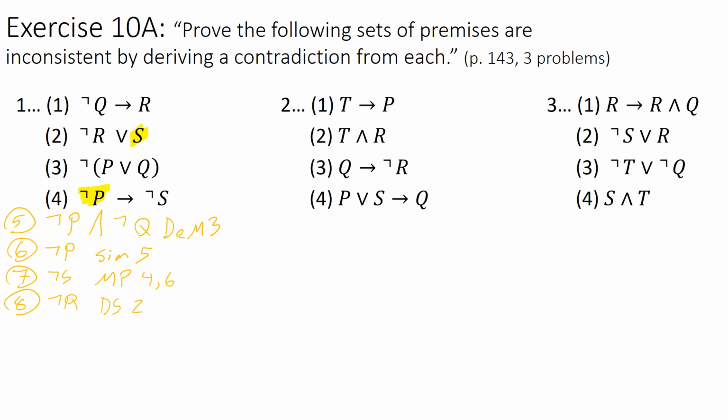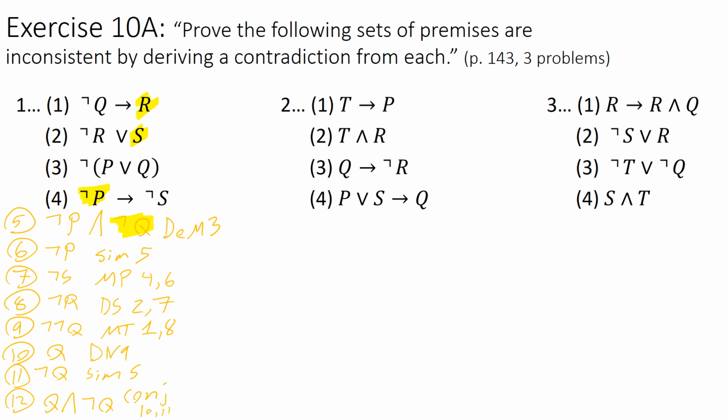We have a disjunctive syllogism with 2 and 7. And let's see, not R is contradictory to this R here in this conditional. We're denying the consequent, we thereby deny the antecedent. So for 9, we can say not Q by modus tollens with 1 and 8. For 10, we can say Q by double negation of sentence 9. Notice, well, we have this not Q here, and we have Q, so we have a contradiction. So for 11, we'll say not Q by the simplification of 5. And for 12, we'll say Q and not Q, because we have a conjunction law with sentences 10 and 11. And Q and not Q shows we can get a contradiction out of our premises, so those premises are inconsistent with each other.